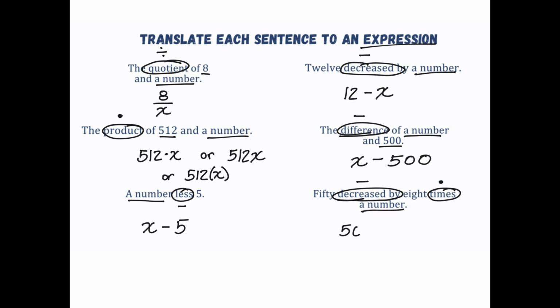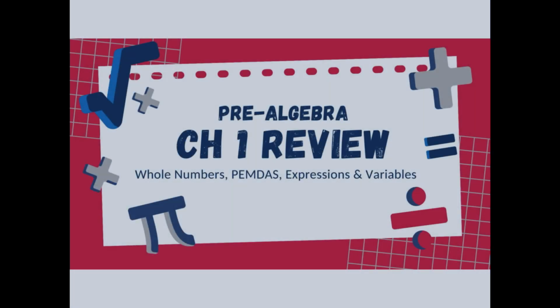This one has two operations in it. So we're going to start by writing 50, and decreased by is our subtraction sign. And then 8 times a number, well, we know we can write that as 8x. So 50 minus 8x. Now that brings us to the end of our pre-algebra chapter 1 review.